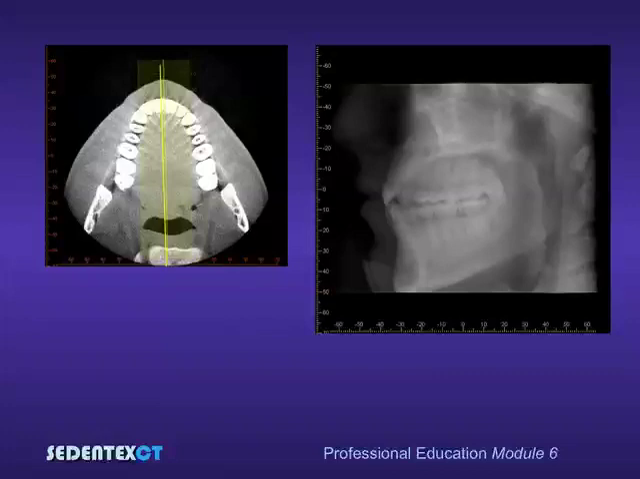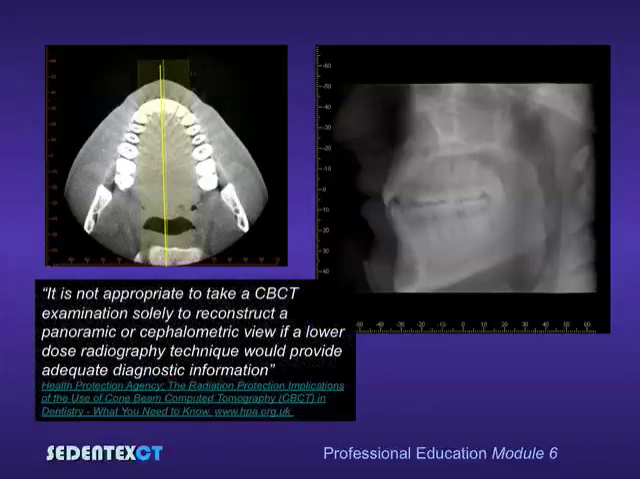Unfortunately, in a few cases it seems apparent that some dentists and orthodontists are performing the cone beam CT scan instead of conventional imaging purely for the purposes of producing a panoramic or cephalometric image. In other words, using a higher dose technique to produce essentially the same images. This has been highlighted by the UK Health Protection Agency in their recent report about the use of cone beam CT, where they stated that it is not appropriate to take a cone beam CT examination for the sole purpose of reconstructing a panoramic or cephalometric view if a lower dose radiographic technique would provide adequate diagnostic information.